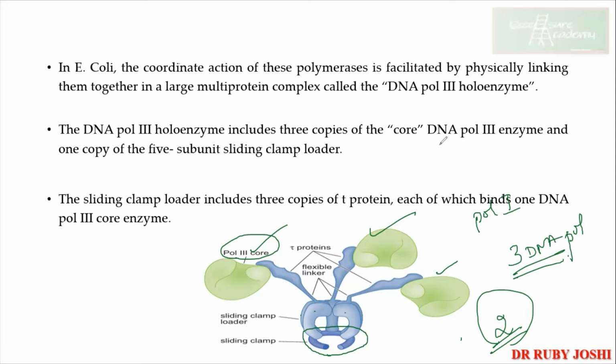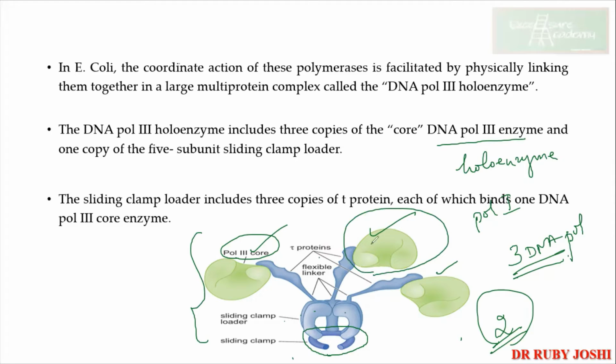Remember, I have always said DNA Pol 3 is the holoenzyme. Now, when you say holoenzyme, it means the complete enzyme along with the tau proteins, the sliding clamp loader and the sliding clamp. This entire thing is called the holoenzyme. Only this particular portion is called DNA Pol 3, if the total is the holoenzyme. Yes. Yes, anyone was saying something?